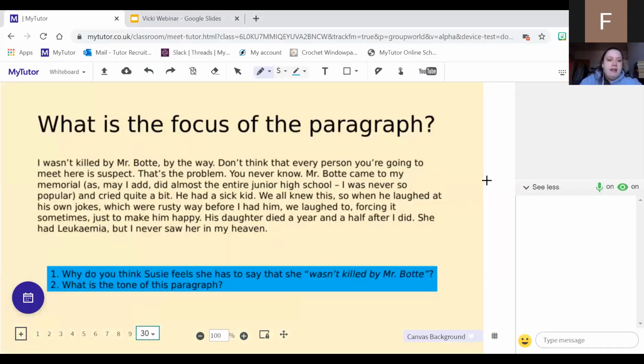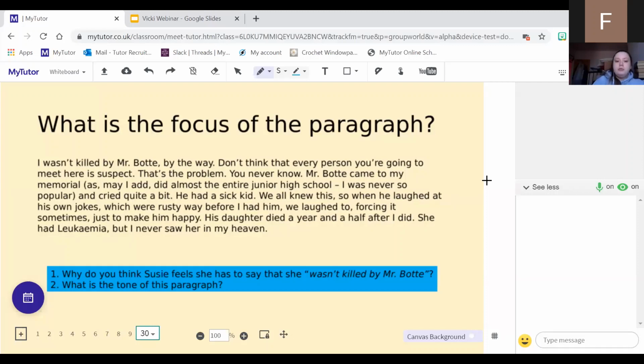So next paragraph then. I wasn't killed by Mr. Bott, by the way. Don't think that every person you're going to meet here is suspect. That's the problem. You never know. Mr. Bott came to my memorial, as, may I add, did most of the entire junior high school. I was never so popular and cried quite a bit. He had a sick kid, we all knew this, so when he laughed at his own jokes, which were rusty way before I had him, we laughed too, forcing it sometimes just to make him happy. His daughter died a year and a half after I did. She had leukemia, but I never saw her in my heaven.